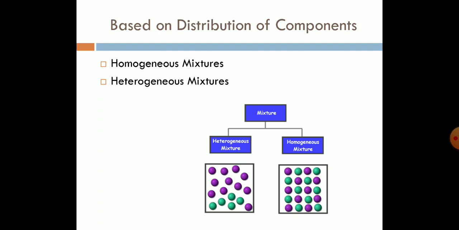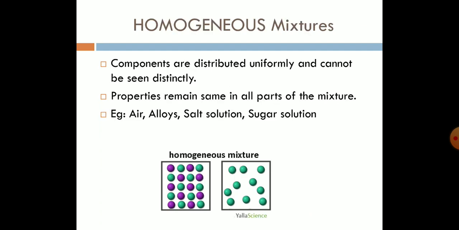Similarly, we are going to see the characteristics of these mixtures individually. Homogeneous mixtures: the components are distributed uniformly, and we cannot identify the individual components distinctly. Okay, now take the example I'll give you. I'll take salt solution or sugar solution.